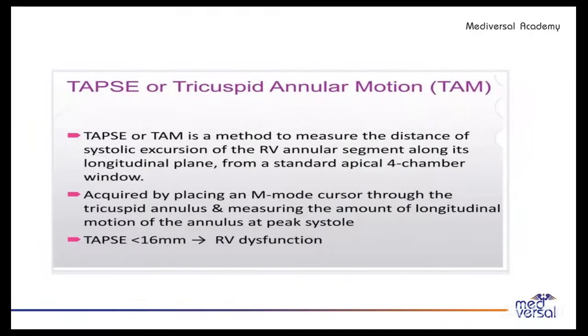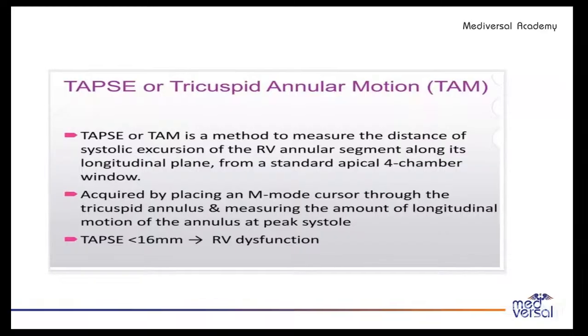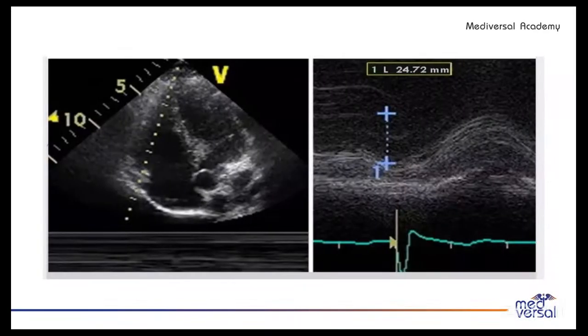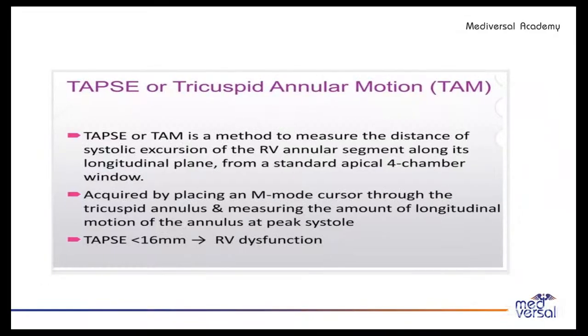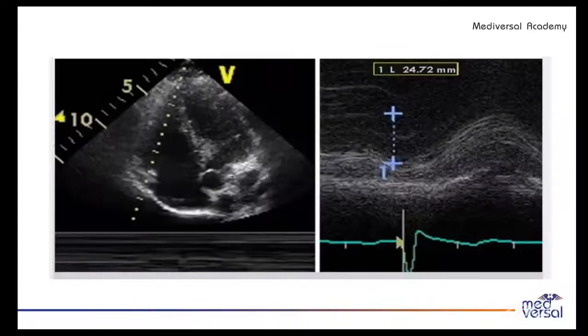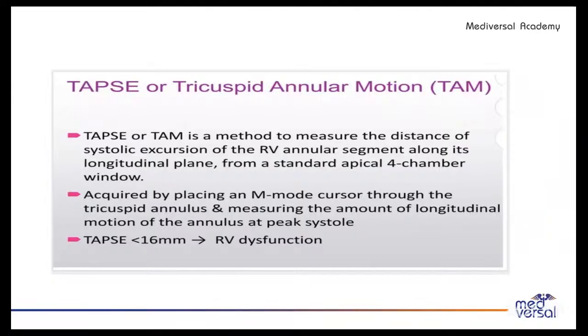Generally, the easiest way for beginners to measure right ventricular function is TAPSE, or tricuspid annular plane systolic excursion. How we see TAPSE: you go for the apical 4 chamber view, keep the cursor on the tricuspid valve, apply M mode, and by placing the M mode cursor through the tricuspid annulus, measure the amount of longitudinal motion of the annulus at the level of peak systole.